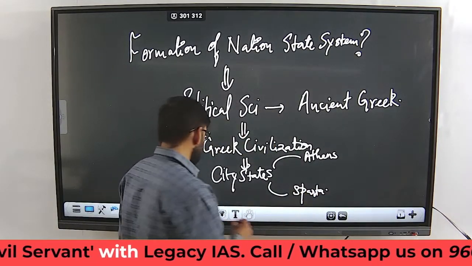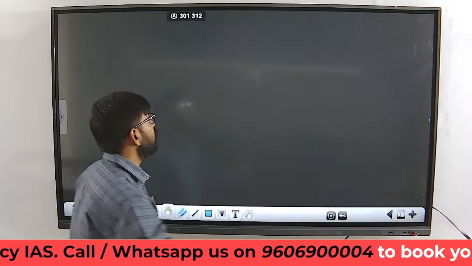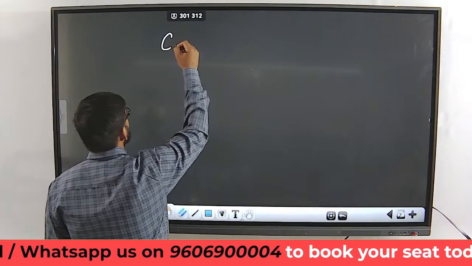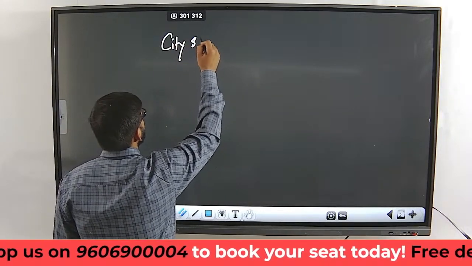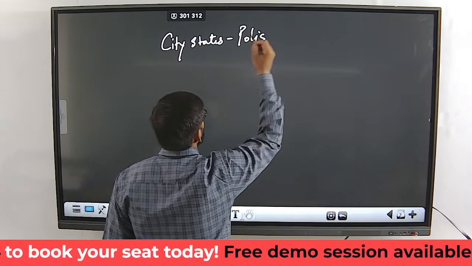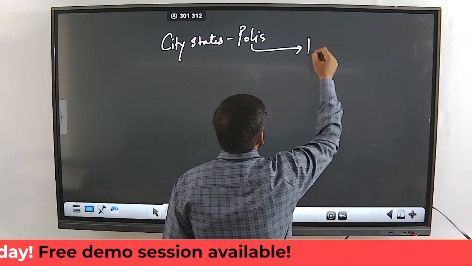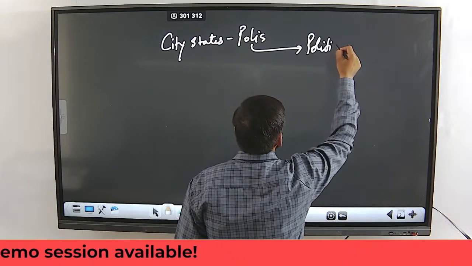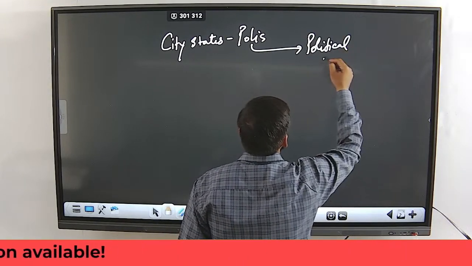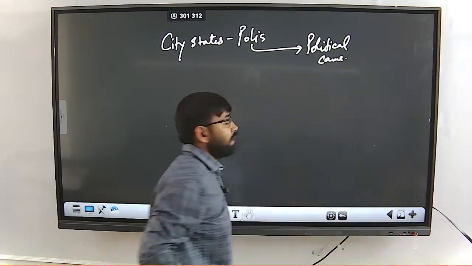Now these city states were called as polis. And from here the word political came. Getting my point?